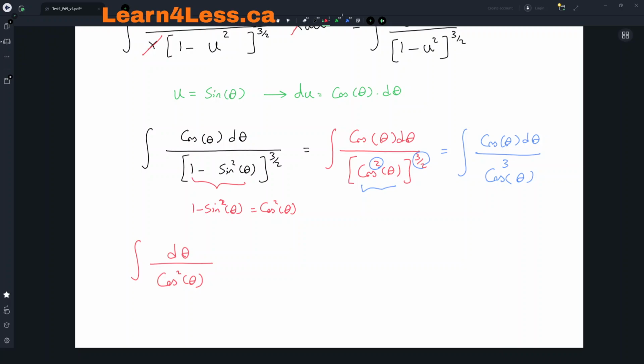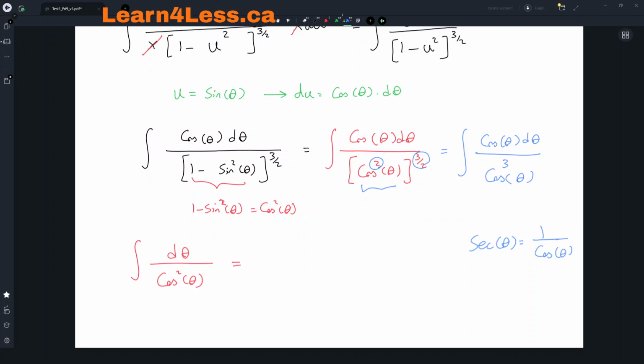So now we have a way simpler integral, which is basically 1 over cosine squared of theta. If you think about some of the other trig functions that we already know, one of them is secant of theta. Secant of theta is 1 over cosine of theta.